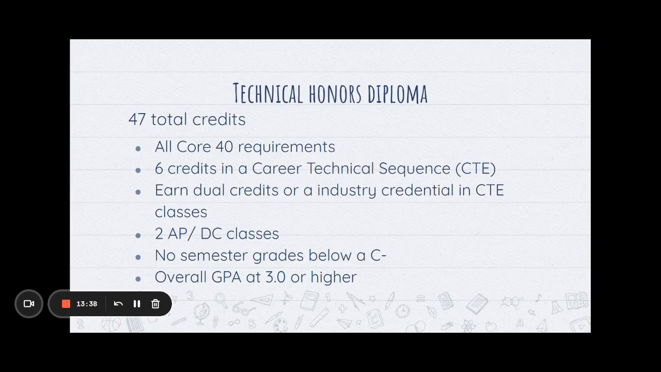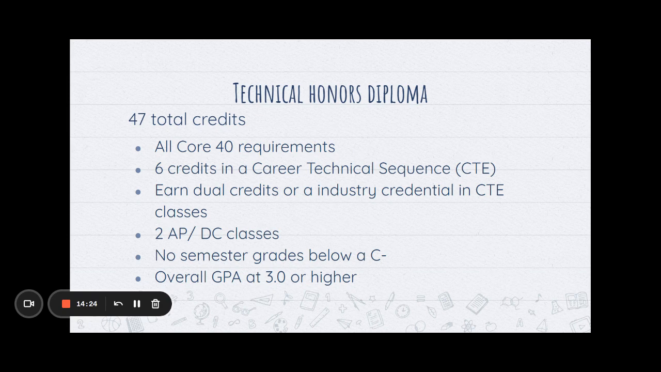Technical honors diploma, 47 credits again, all those same Core 40 requirements. But instead of world language and fine arts, technical honors requires that you do 6 credits in a career technical sequence, or we sometimes call those CTE classes. They stand for Career Technical Education. So 6 credits in CTE classes. Examples would be classes in business or agriculture, engineering, radio TV, family consumer science, computer programming, classes that are at Central 9. All of those are examples of career technical education or career technical sequence.